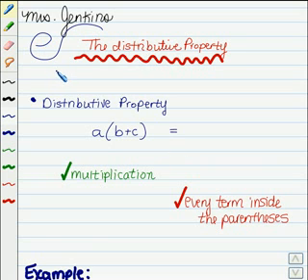Today I wanted to take a look with you at the distributive property. Now the distributive property is a property that's used quite often and an important property in algebra. The distributive property states the following.